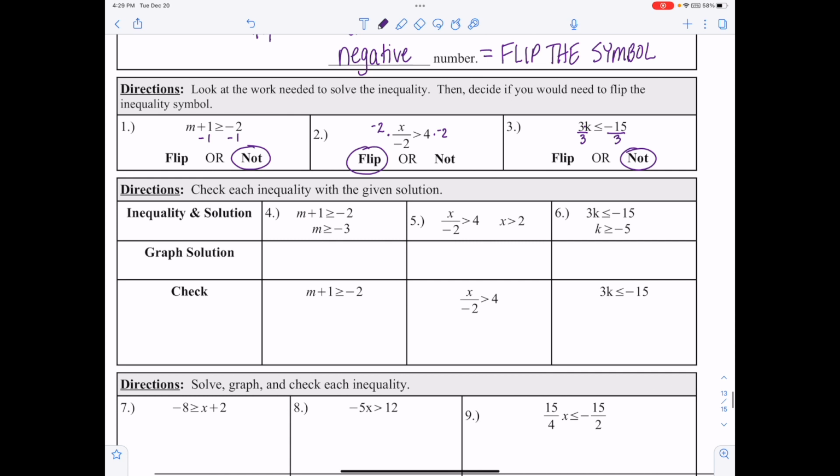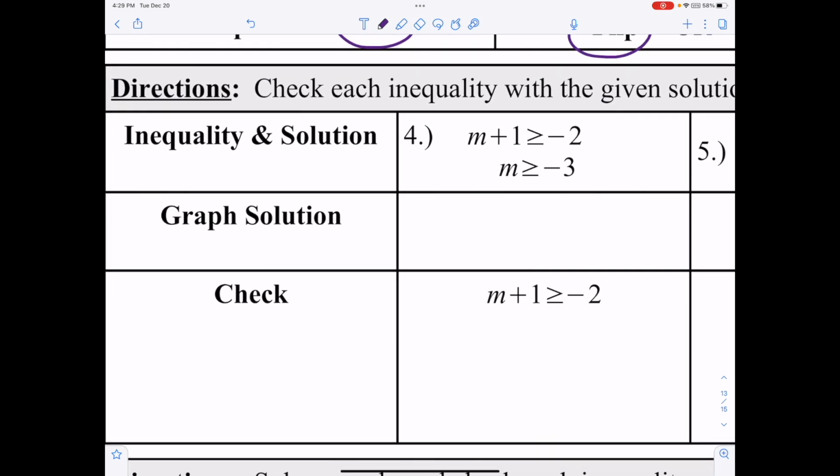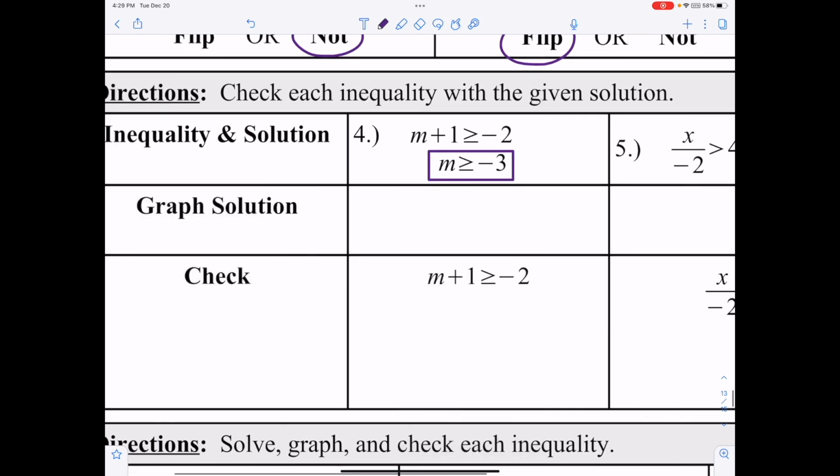All right, now, another portion that we need to be aware of is sometimes you're going to be asked to check if an inequality is true or not. It's sort of like evaluating the expressions that we've done in the past. So let's go ahead and take a look at this. It's a very, very similar process. Someone decided that m is greater than or equal to negative 3. And so let's go ahead and graph it, and then we'll just check and see if that's true.